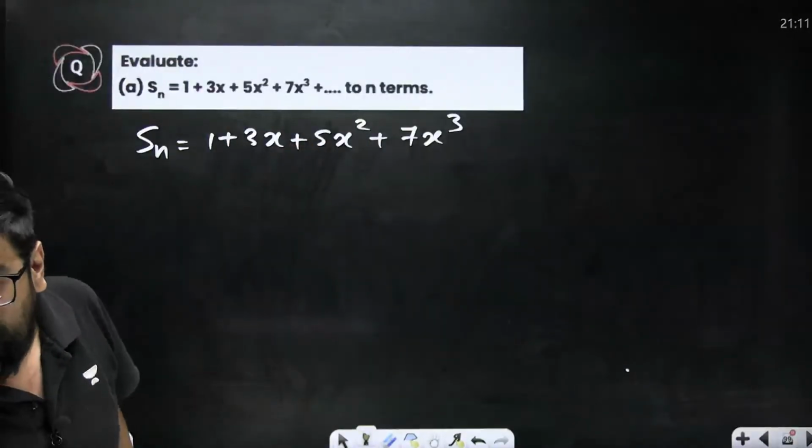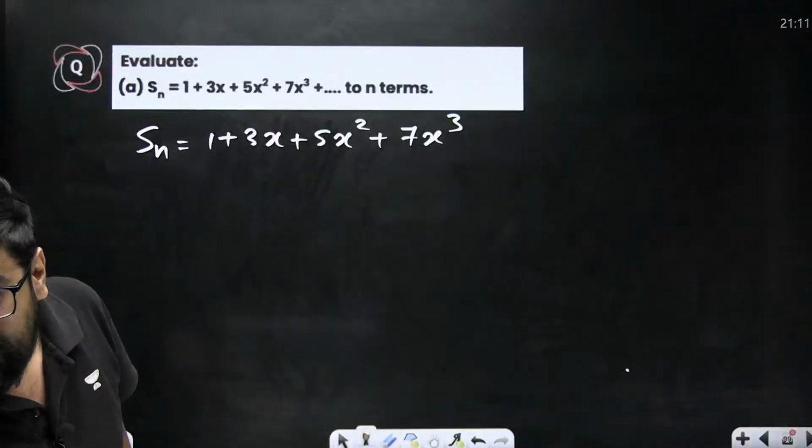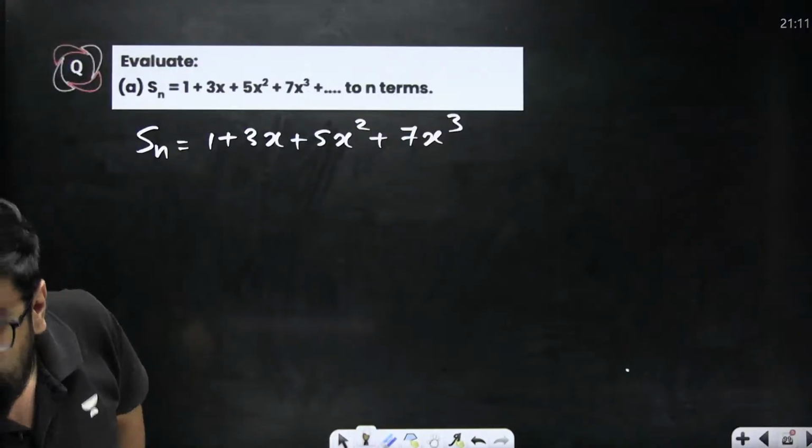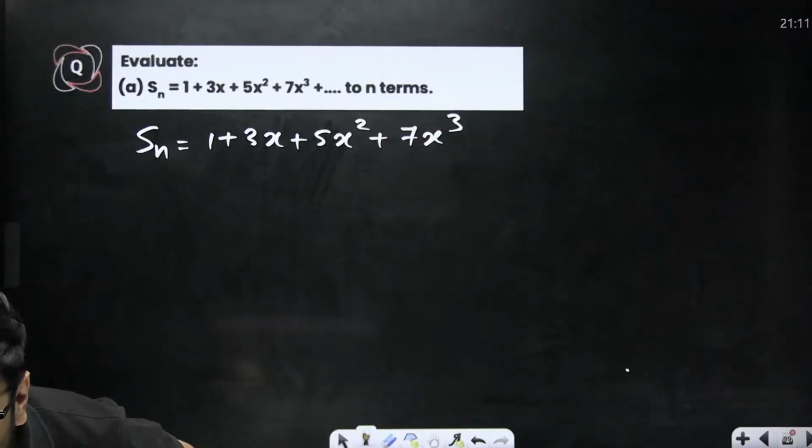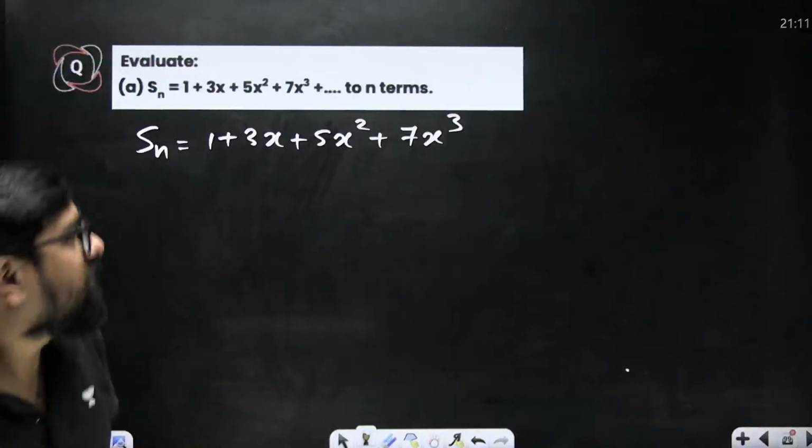Sir, one more doubt, find the sum of n terms and also S infinity, 3 by 5. Okay, AGP questions.